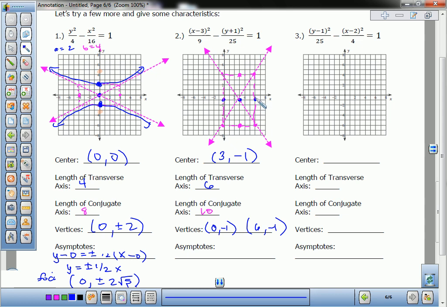Okay, so because this opens horizontally, these are the 2 points that start to form the hyperbola, and this one's like flattened out.